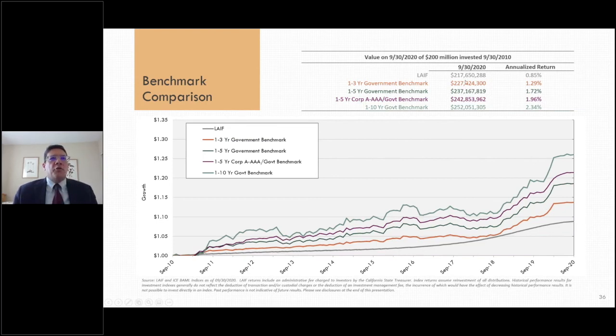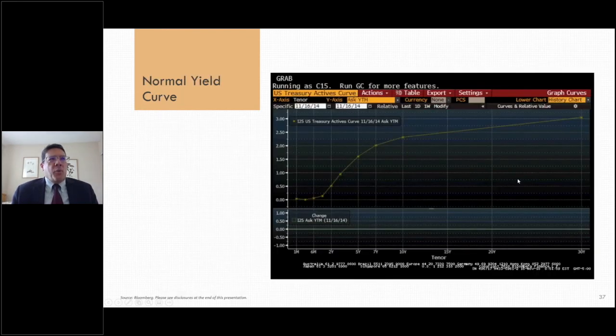That $200 million became 217 with LAIF, 227 in a 1 to 3 year approach, and 237 in a 1 to 5 year approach. If you went 1 to 10, which most of you won't do, you came out with over $250,000. Not bad. So then let's look at what the curves look like going forward.